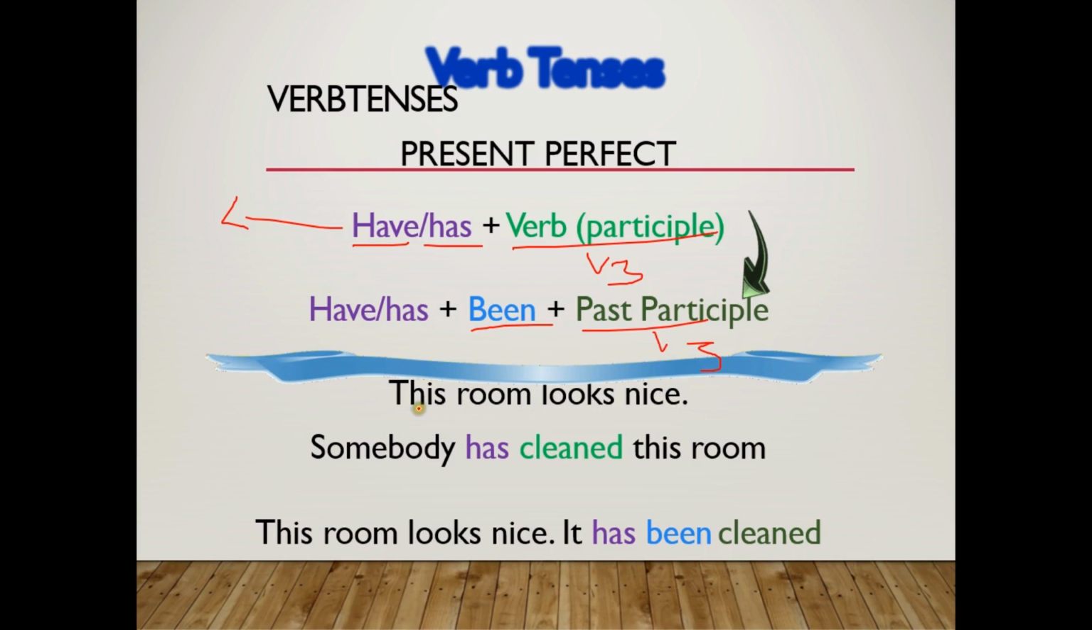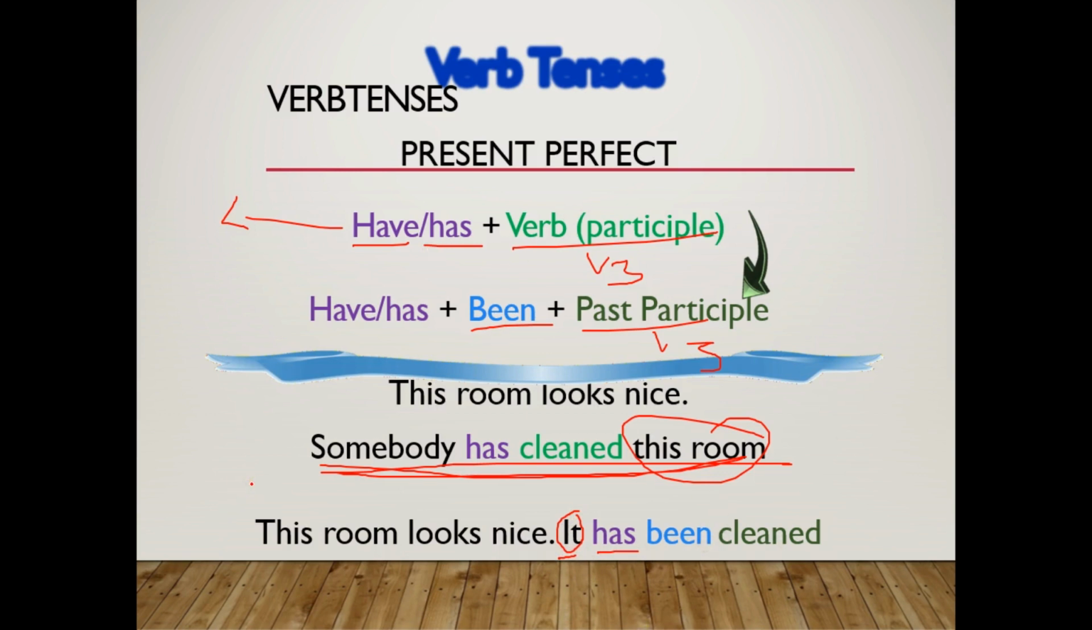Okay, let's take a look. This room looks nice. Somebody has cleaned this room. This is for the present perfect. This room looks nice. It has been cleaned. Because this is the present perfect tense, you have to focus on this one. Somebody has cleaned, it has been cleaned. In here, don't repeat "this room", it would be redundant, so you change it into the pronoun. It has been cleaned. If the subject is it, you have to use has. Don't use have.